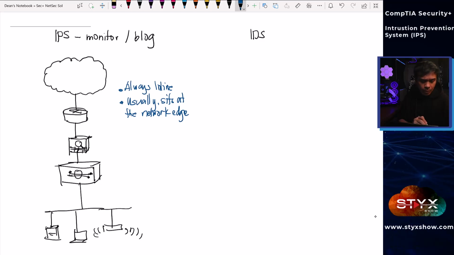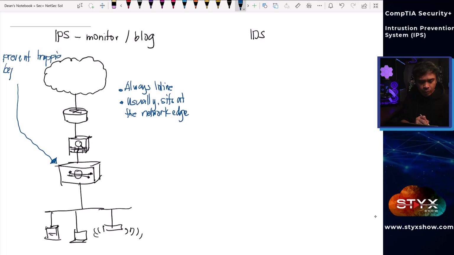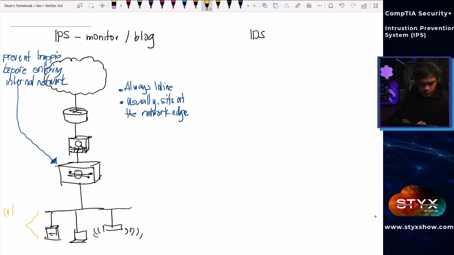All right, so what I'm gonna do is I'm gonna add here, this is our IPS sitting at the edge of the network, and this allows us to detect and prevent malicious traffic before entering internal network. Okay, and this is the internal network.